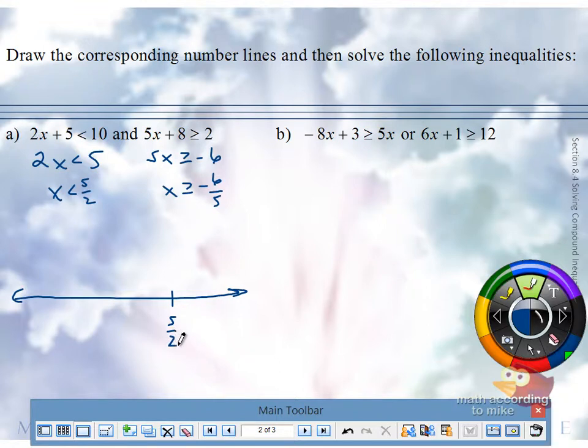Am I shading to the left or to the right? To the left. Including or not including? Good. Here's -6/5. Left or to the right? Right. Including or not including? Good.